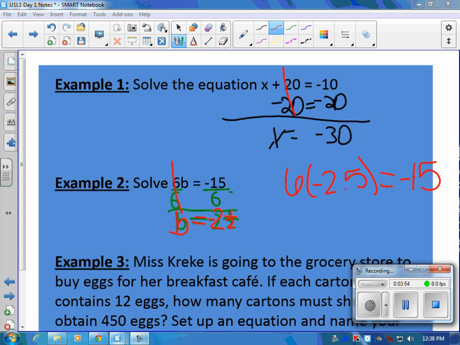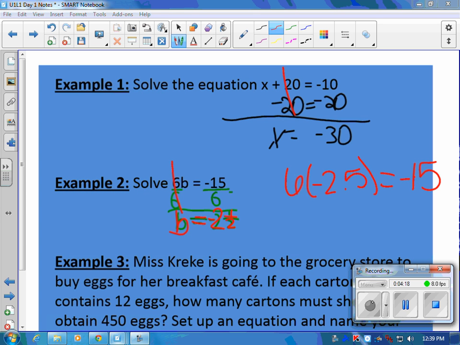So we did the inverse of multiplication, divided both sides by 6. Now we need to check and see by substituting if this is the correct answer. Make sure that you are bringing a calculator every single day to class. That is part of your materials. Bring a calculator. You should have one by now. It doesn't have to be a specific type. Just bring one in.